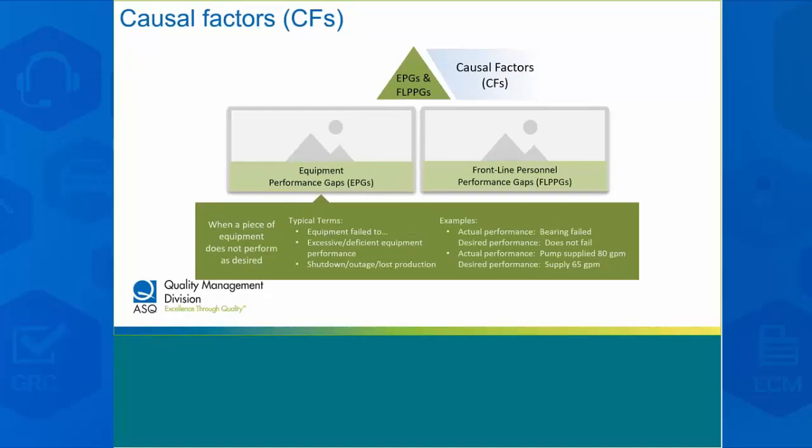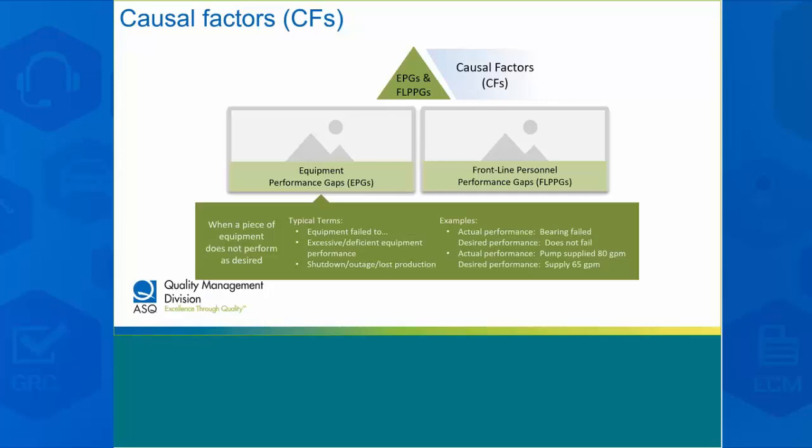Another example is a pump that supplies 80 gallons per minute, which is the actual performance. The desired performance, however, is to supply 65. Remember, the performance gap is the difference between the actual and desired performance, which in this example is 15 gallons per minute. A frontline personnel performance gap is when frontline personnel do not perform as desired.